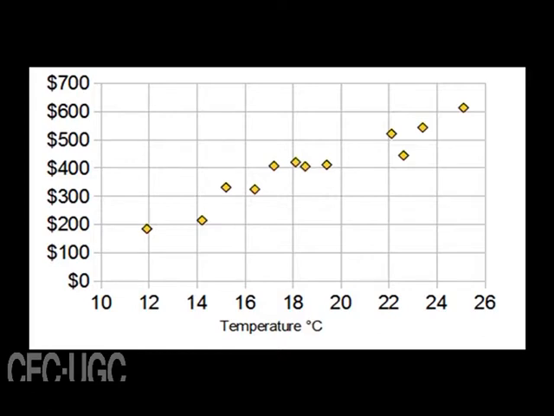With an increase in the temperature, there is an increase in the sales. We can easily identify this with the help of the scatter plot. That is why the scatter plot is very important to find out the relationship between any two variables. It could be temperature and sales of ice cream, or it could be any other things.